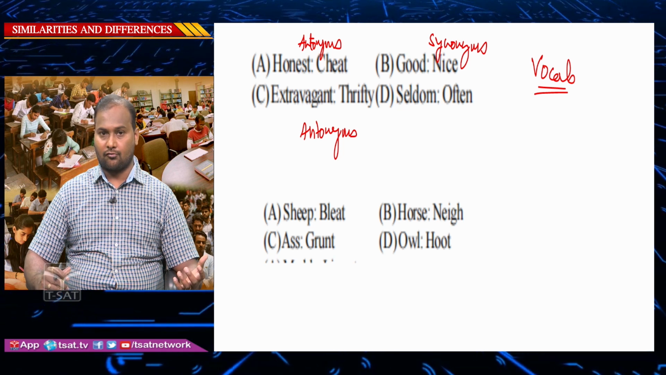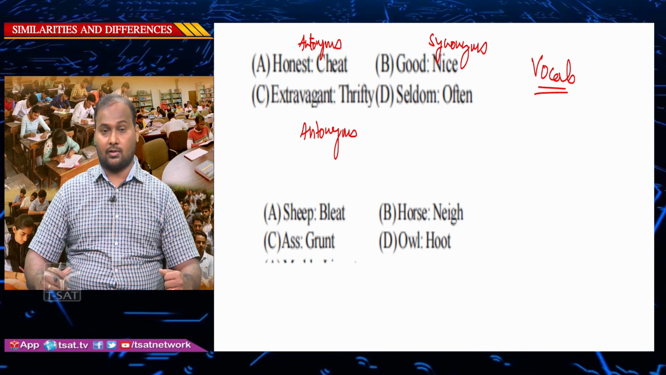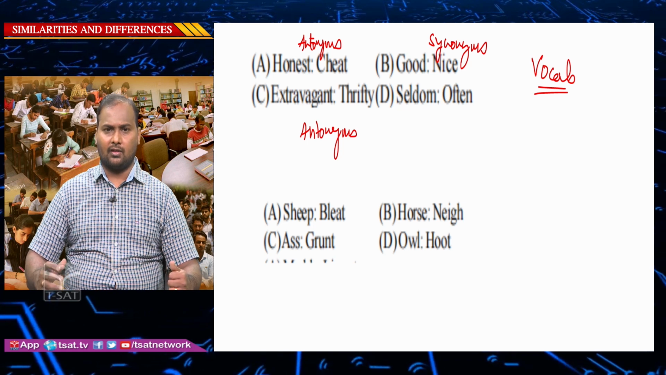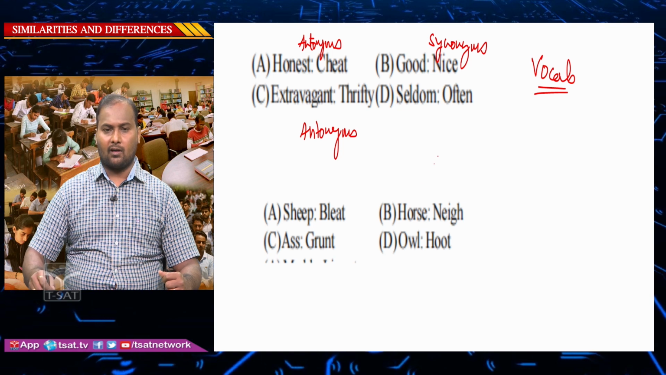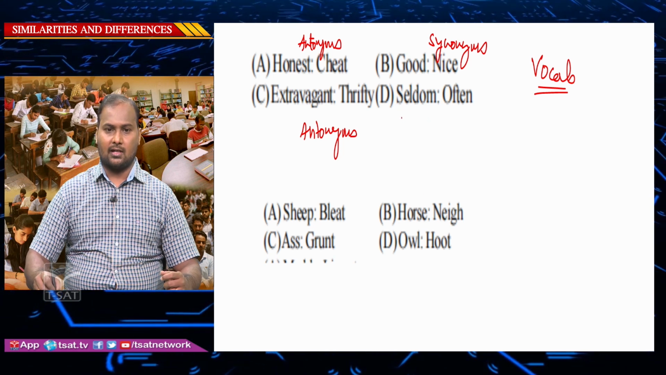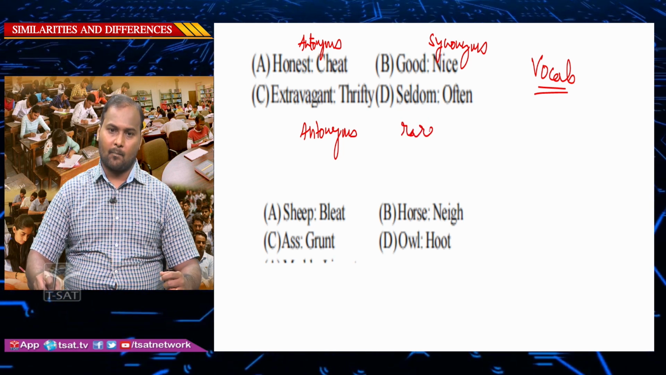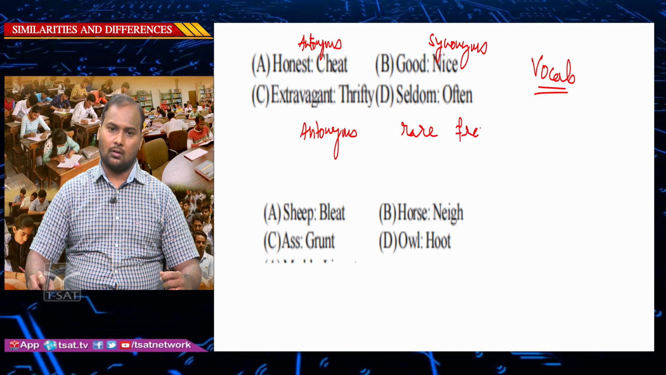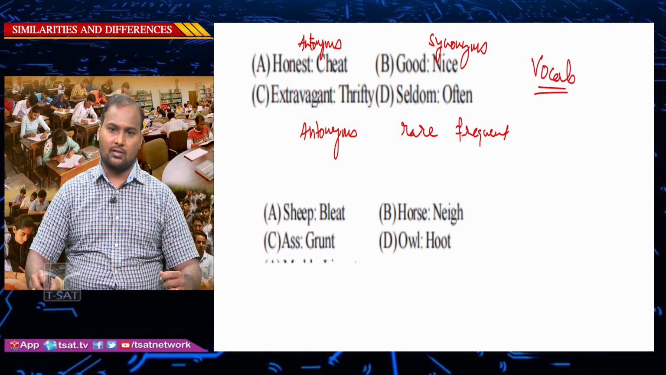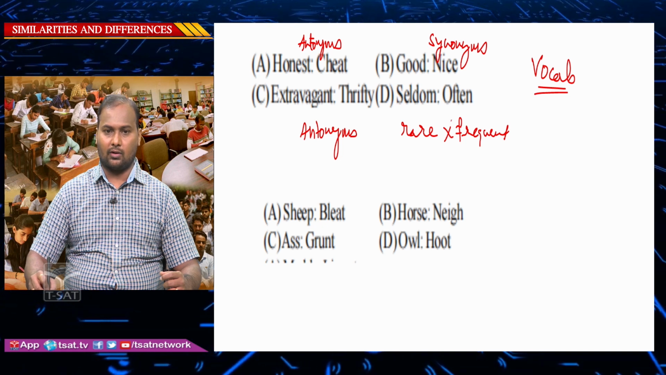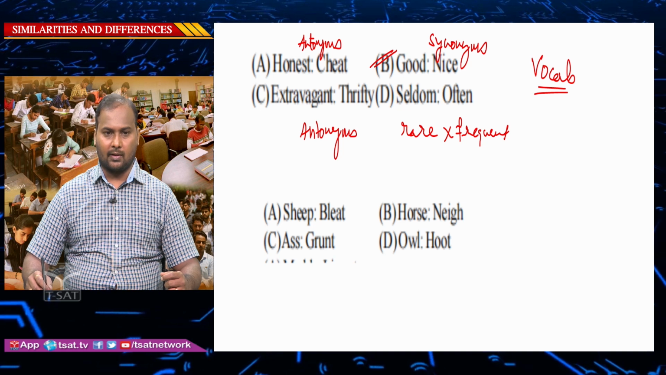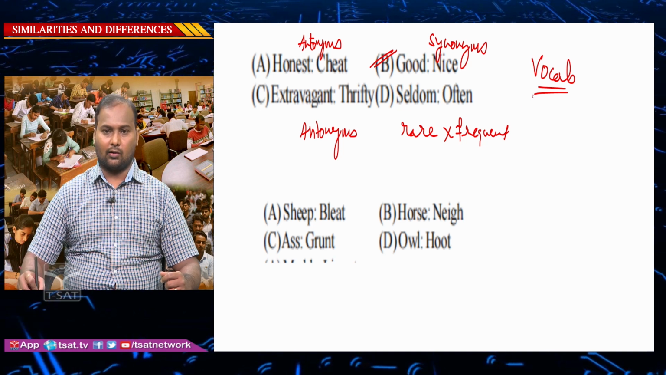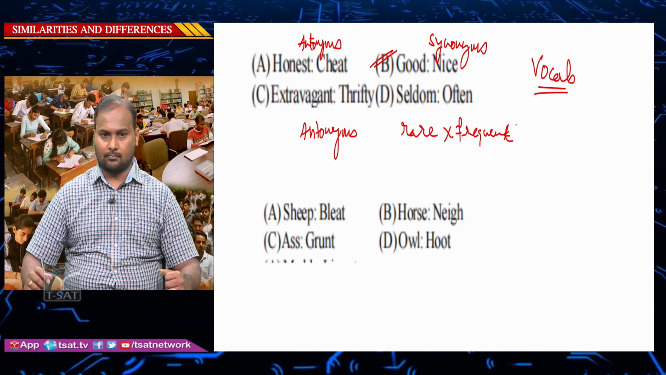Extravagant, he will spend a lot of money, we call it a spendthrift. In the same way, thrifty means extreme miser. Both are antonyms. In the same way, seldom, often. Seldom means rare and often means frequent. Now, how are they related again? They are also opposite words, antonyms. So what is the answer? Option B is the answer, because except B, the remaining three are antonyms, that is, opposite words.